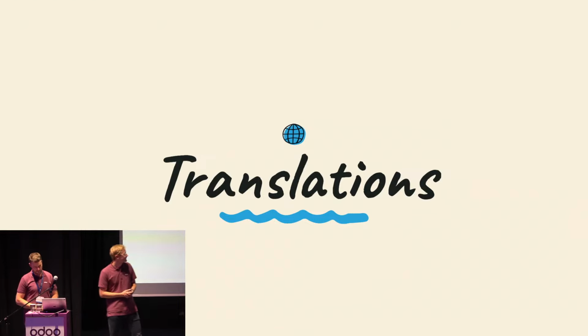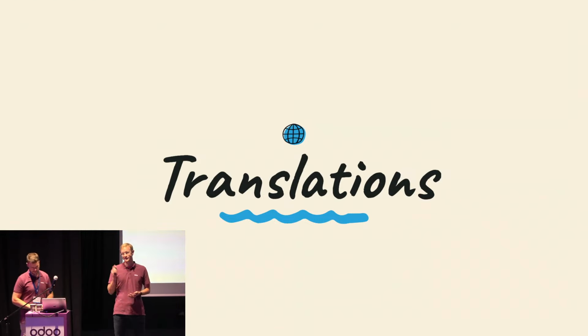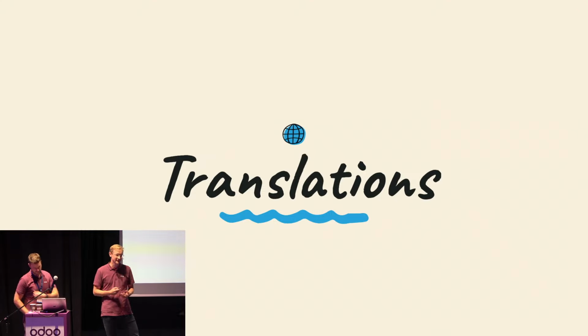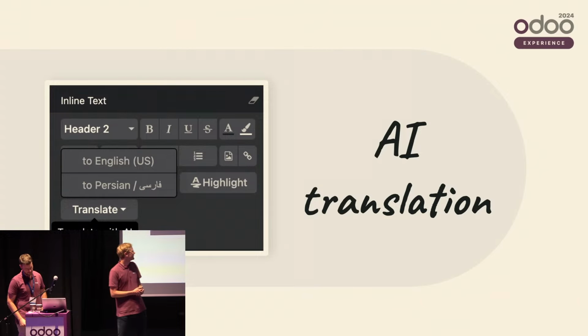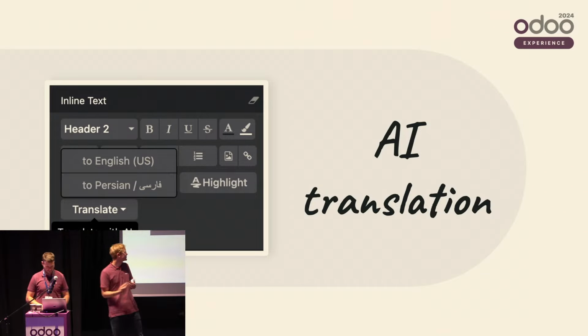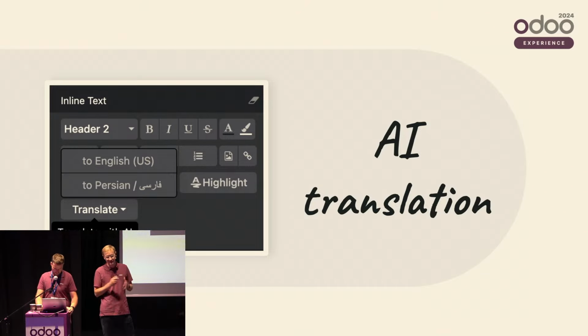Next is translations. As Fabien said in his keynote, we also added a new way to translate sections of your website with AI. So it's now easier than ever to translate content on your pages directly into the languages available in your website. If you add a language, you will now have in the text editor a Translate button that lets you automatically translate the section that you selected into the right language.